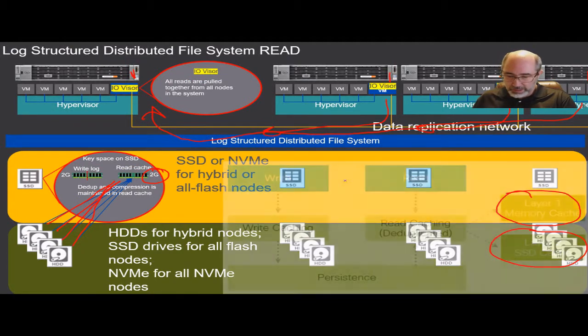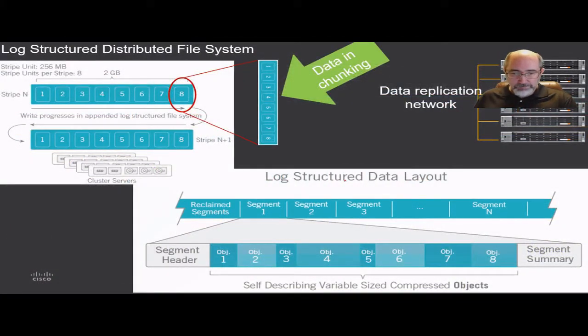All right, so let's take a look at my next slide here. This is kind of a different way to break it down. This goes into the log structure data layout a little bit, but let's just take a look as data comes in to the system. This is where the chunking happens. So this is a 32 meg chunk.